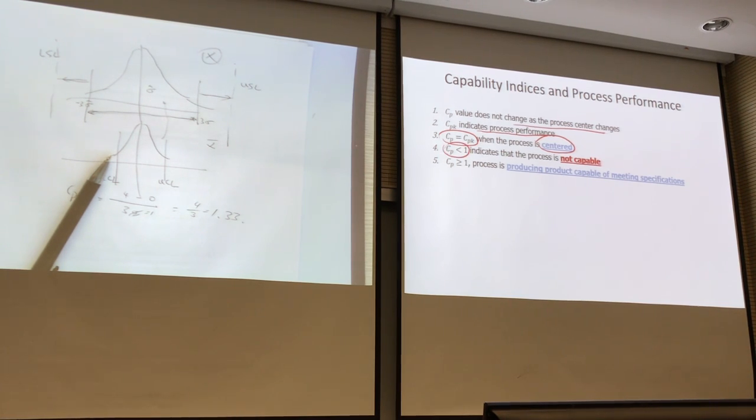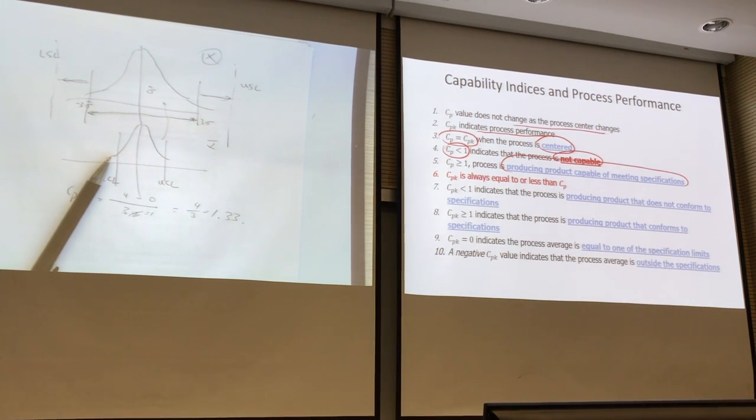Cp less than 1 means it's not capable. Cp greater than 1 means you are able to meet the specification. And Cpk is always less than or equal to Cp, right? Cpk less than 1, again, is like Cp, it doesn't conform. Cpk equals 0 means this is at the limit, 50% scrap. Negative means it is outside the specification, right?